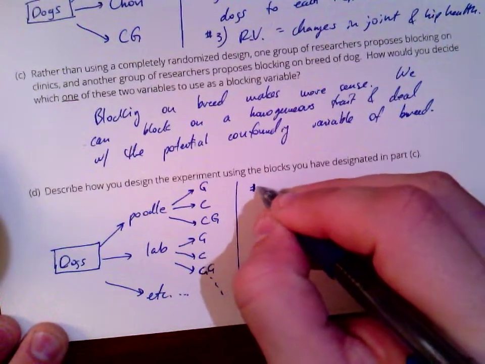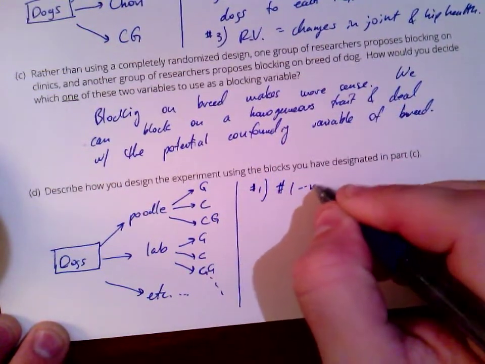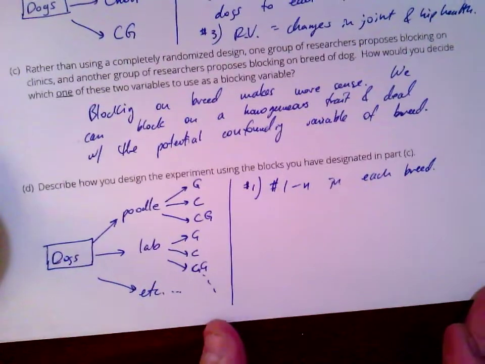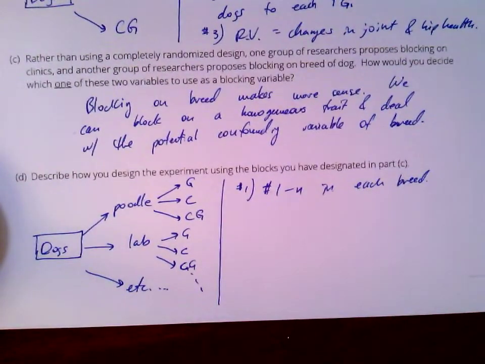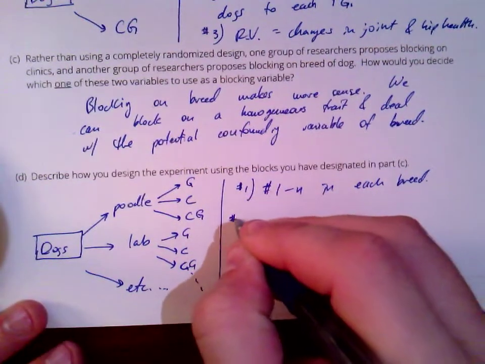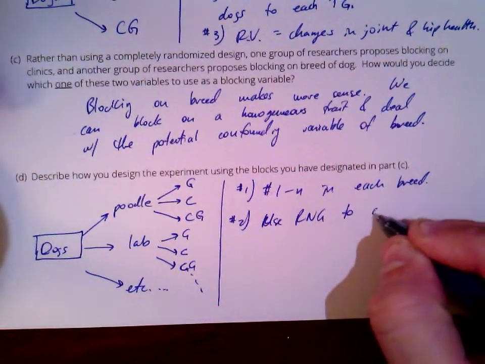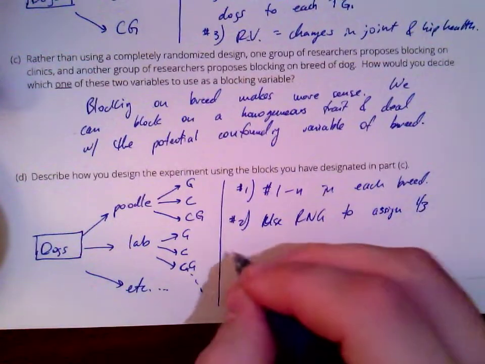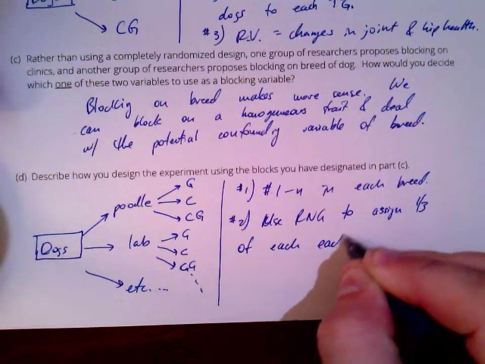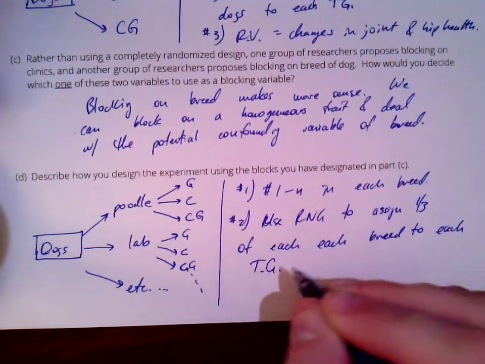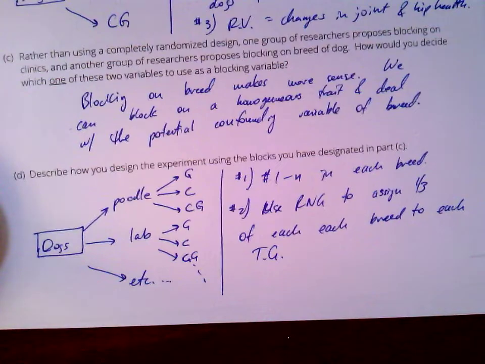All right, so my steps. Number one, number the dogs 1 through N in each breed. I'm saying 1 through N here because I don't actually know how many dogs are in each breed. They just told me 300 dogs total. Step number 2, use RNG to assign 1/3 of each breed to each treatment group. Now I'm using 1/3 because I don't know how many dogs are in each breed, like we just said. So I'm just going to say I have 3 treatment groups, so just assign 1/3 of them. This is totally fine on the AP exam.